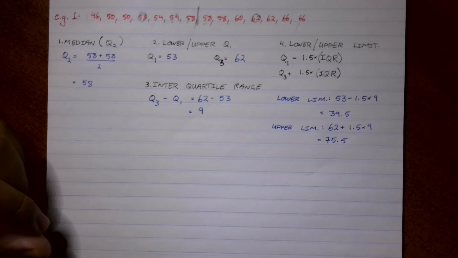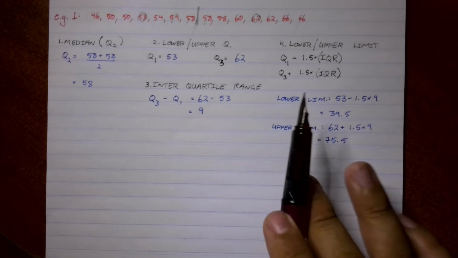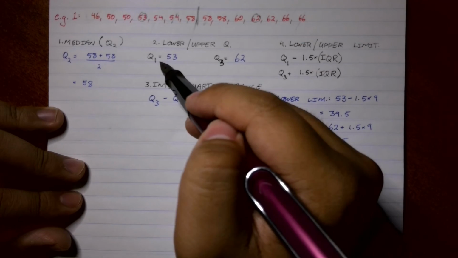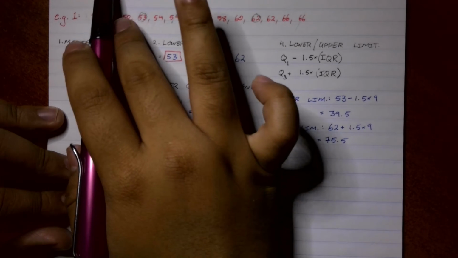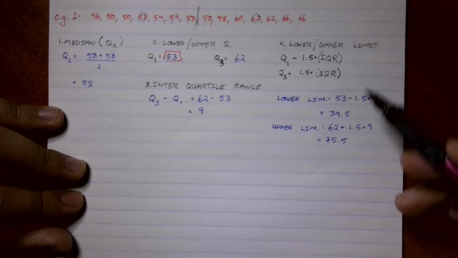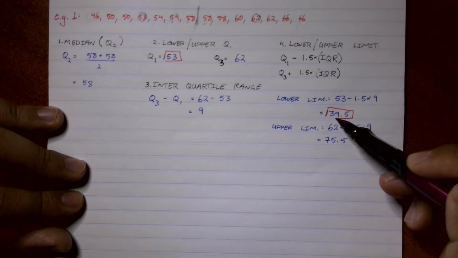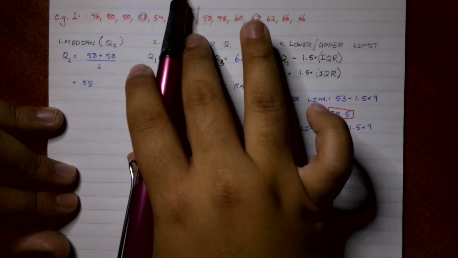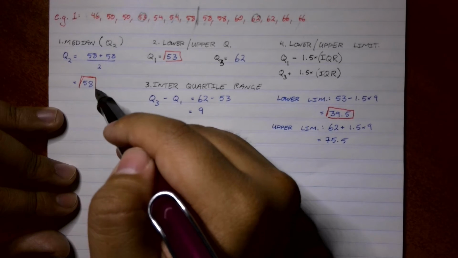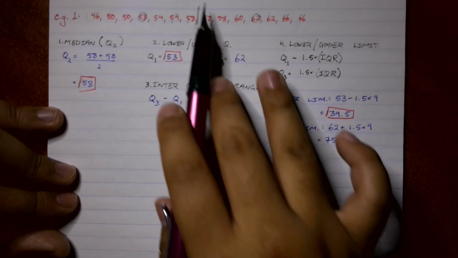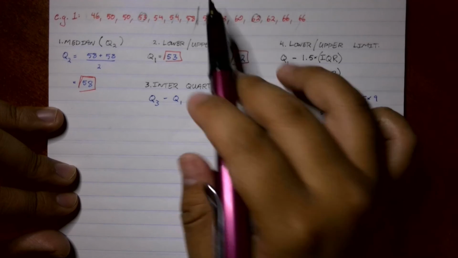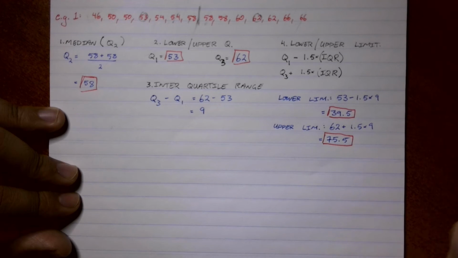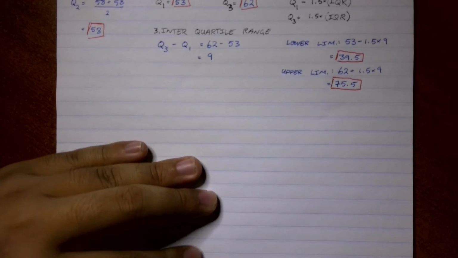Now, just so that we can summarize all of this, I'm going to take my red pen. You can take a highlighter to highlight all the important values we need. So the lower limit is 39.5. The lower quartile we have here. The median is 58. The upper quartile is 62. And the upper limit is 75.5. So let's just summarize this now, all in a nice little list.